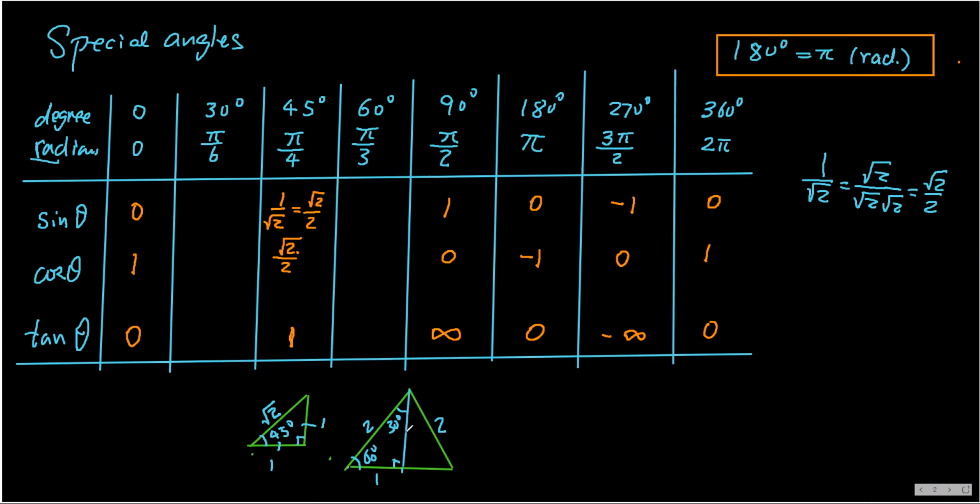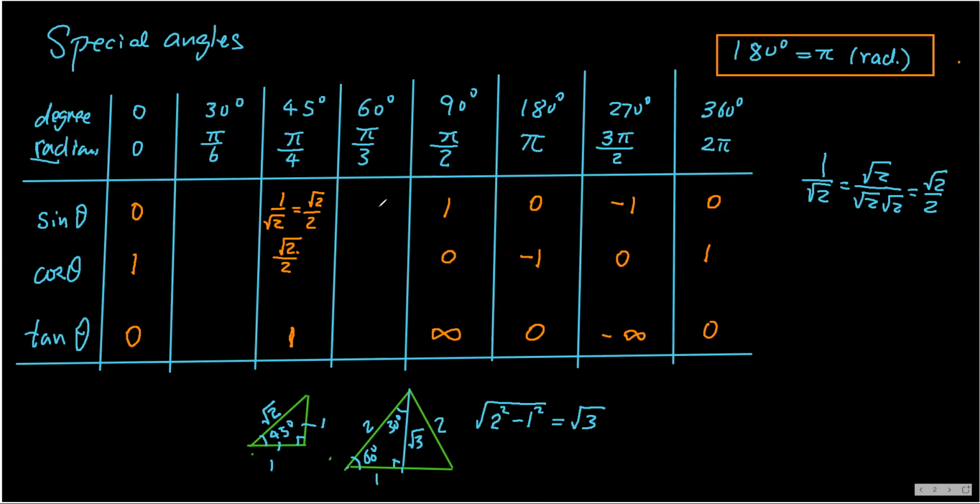How about this height? Use Pythagoras. What is this height? 2 squared minus 1 squared. Can you see that? Equal to what? 4 minus 1 is 3. Yes, square root of 3. Can you see this square root of 3? We can know exactly the 3 sides.